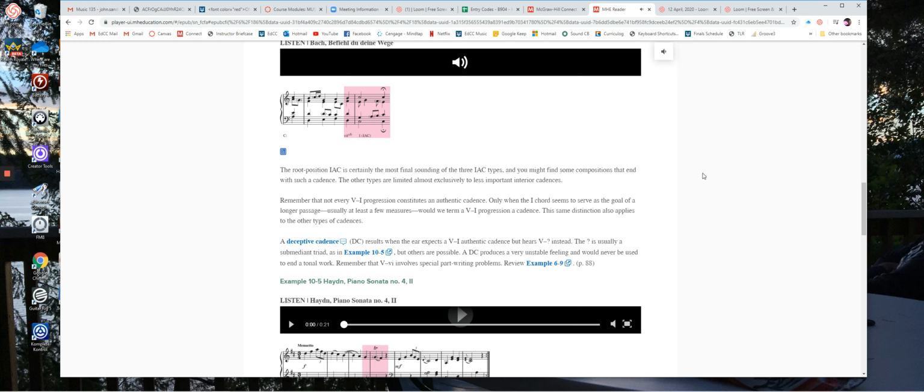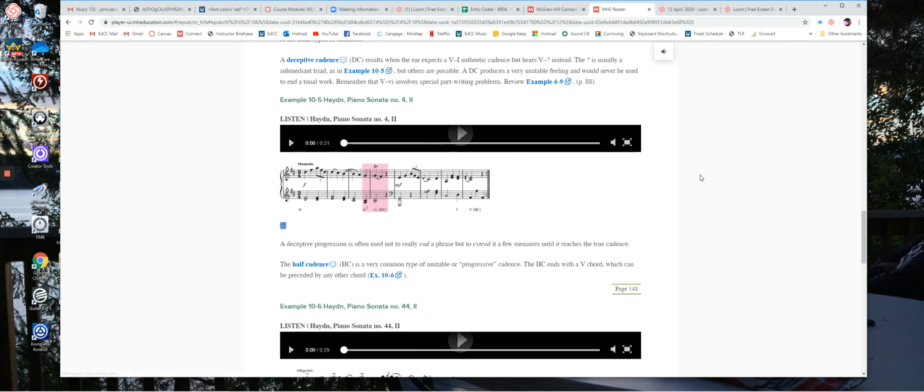I know, it sounded pretty conclusive to me with that little plagal 4 chord dealy. But anyway, the 7 diminished preceding the 1 makes it an imperfect authentic cadence. Moving on. You'll recognize this.